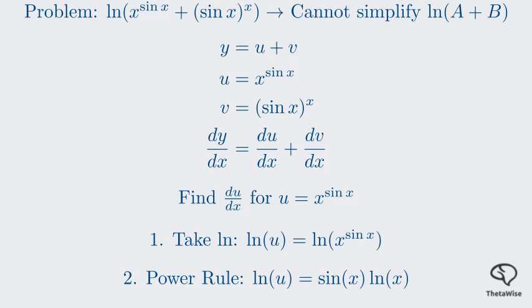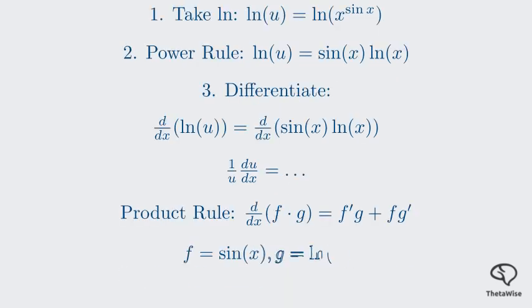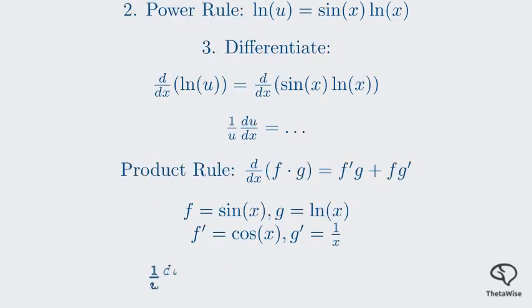Now for step 3, differentiate both sides with respect to x. On the left, the derivative of ln u is 1 over u times du/dx. On the right, we have a product of two functions, sin x and ln x, so we must use the product rule for differentiation. The product rule says the derivative of the first function times the second, plus the first function times the derivative of the second. The derivative of sine x is cosine x, and the derivative of ln x is 1 over x. Applying the product rule, the right side becomes cosine x times ln x plus sine x times 1 over x.